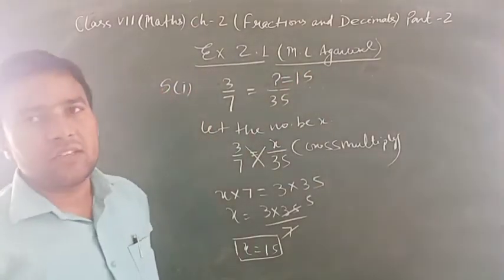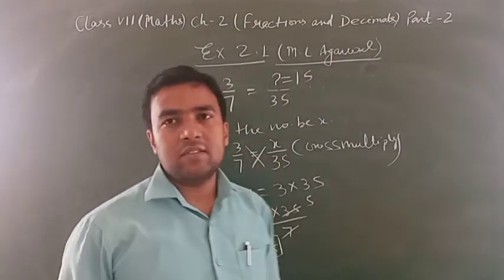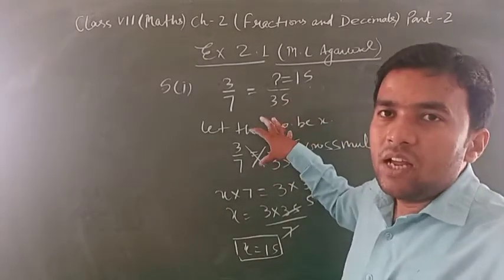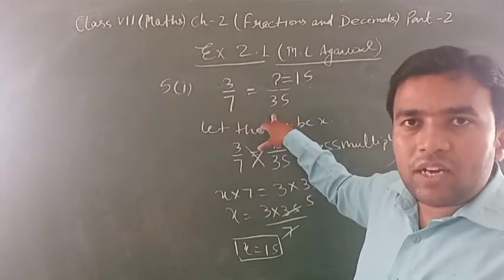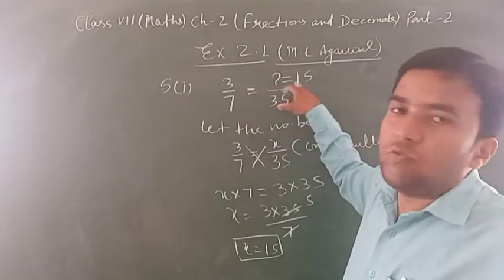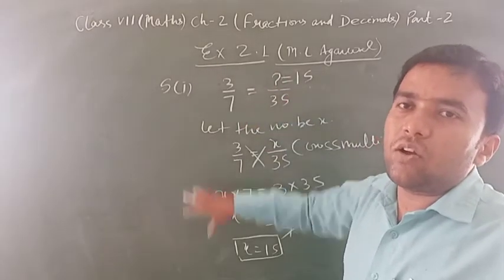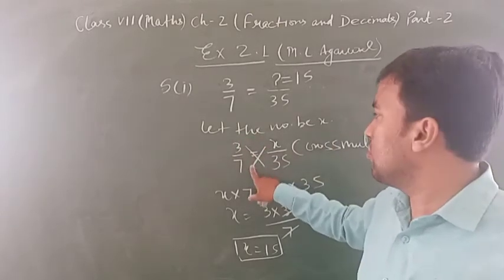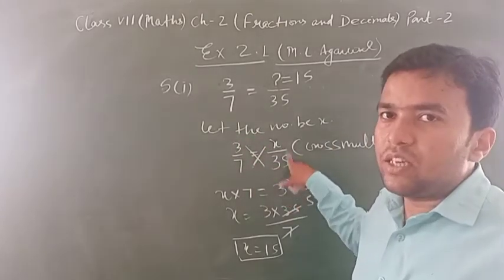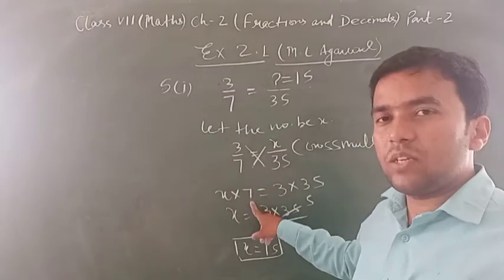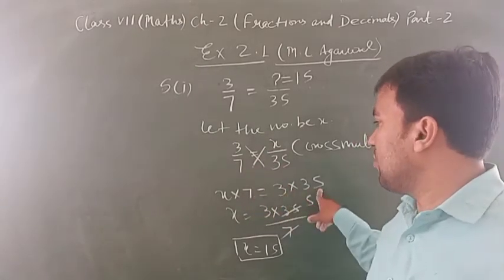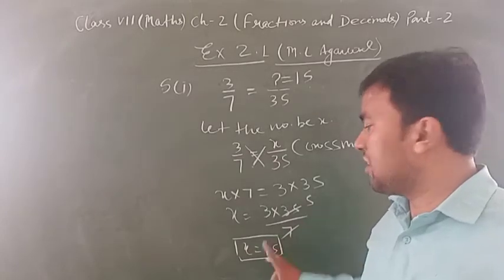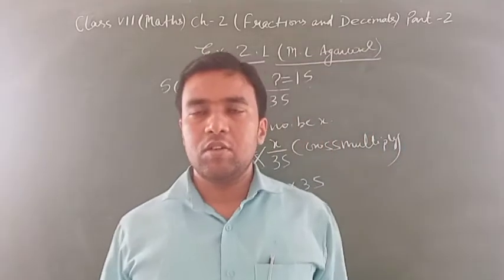Clear? Again I am telling you, if a fill in the blanks is given in fraction form, asking which number you will write there, you will only cross multiply. Let the number be x. 3 by 7 equal to x by 35. Then cross multiply: x into 7 equal to 3 into 35. x equal to 3 into 35 by 7. 7 fives are 35. x equal to 15. Note down this.